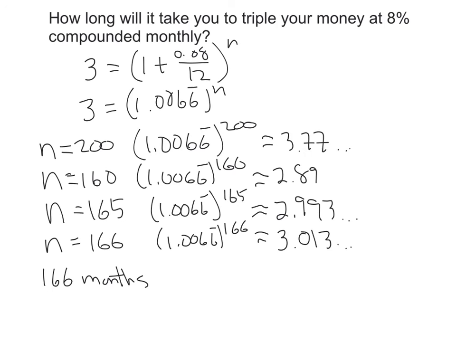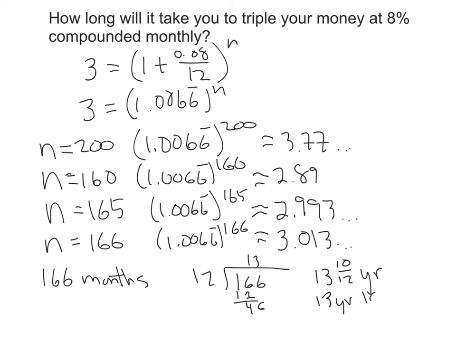If we want to find out how long that is in years, then we divide 12 into 166, and we get 1, that's 12, and that's going to give us 46, so that's going to give us 3, and 3 times 12 is 36, so that's a remainder of 10, so it's going to be 13 10/12 years. But of course, that's also known as 13 years and 10 months. I hope this has helped.